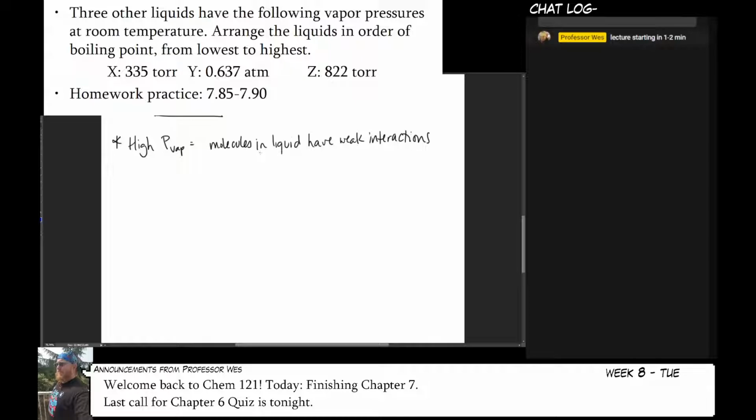If the vapor pressure is high, then the molecules in the liquid have weak interactions. And what that means is that if this is our liquid right here, here are my molecules in the water. If they have weak interactions between each other, then it's easy for them to escape. And thus they would have a high vapor pressure. And if the vapor pressure is high, that means that boiling is easier.